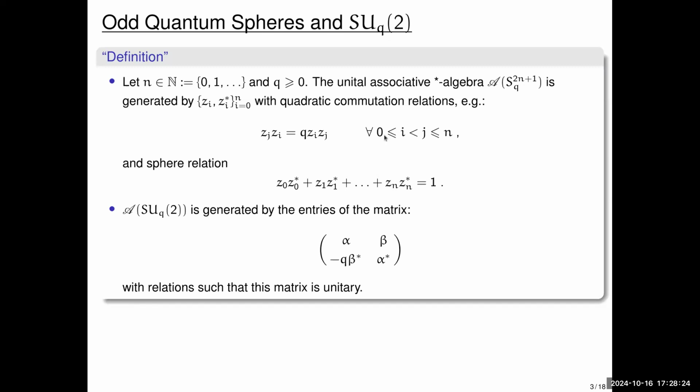For this, the generators I denote by alpha and beta. You put alpha, beta, alpha star, and beta star in a 2 times 2 matrix with a minus q here. You impose that this matrix is unitary, so multiply by its adjoint matrix in two possible ways. So impose that you get the identity matrix and you get the relations of this algebra. So you can write down these relations. Not complicated.